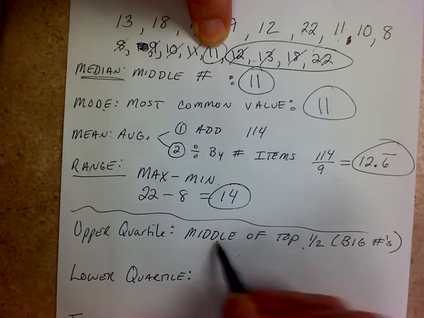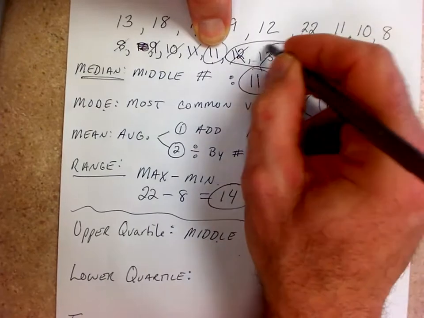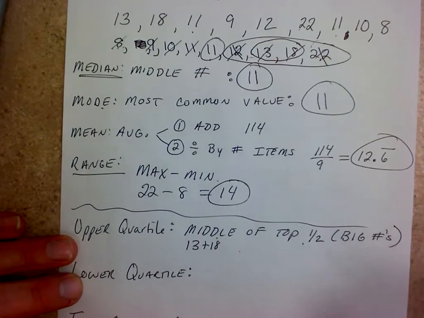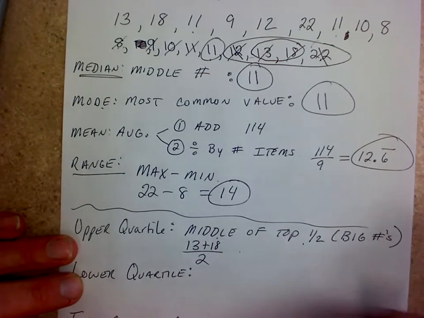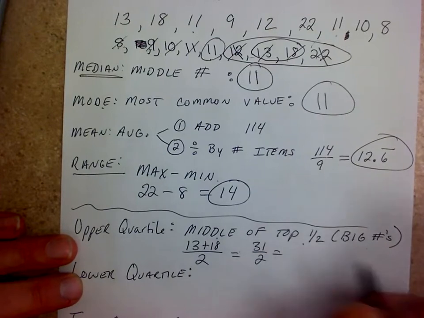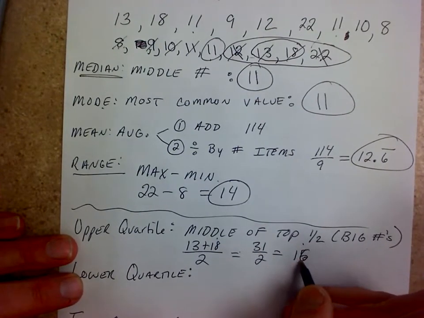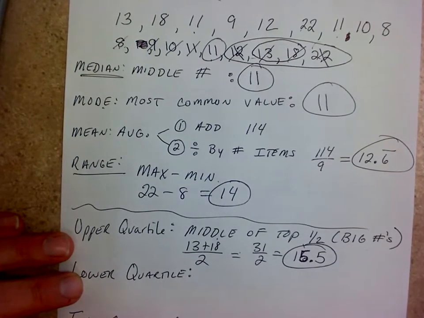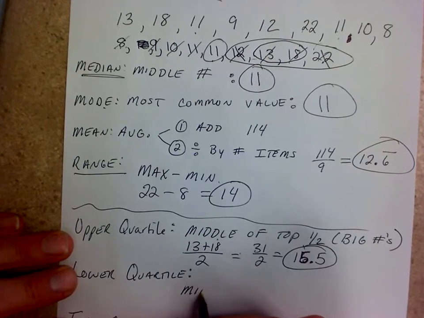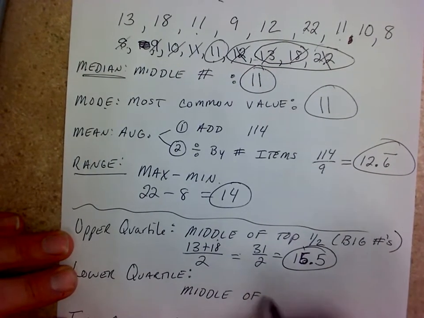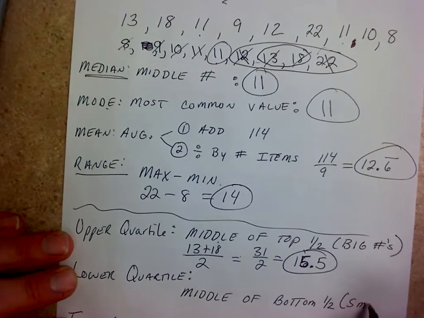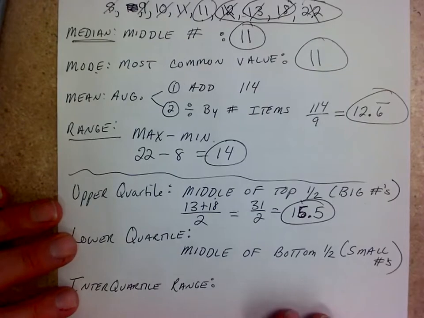What we need to calculate is the middle. So we're in between 13 and 18. So 13 plus 18, divide by 2. 15.5. That would be our upper quartile. Lower quartile, middle of the bottom half, or your small numbers. Middle of the small numbers.